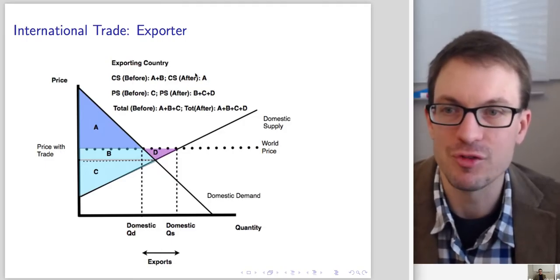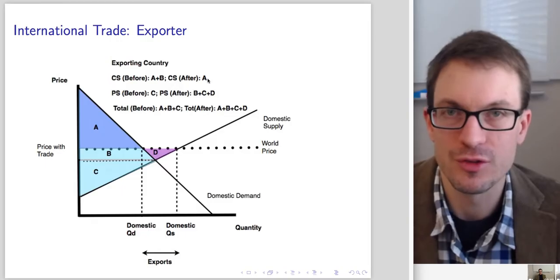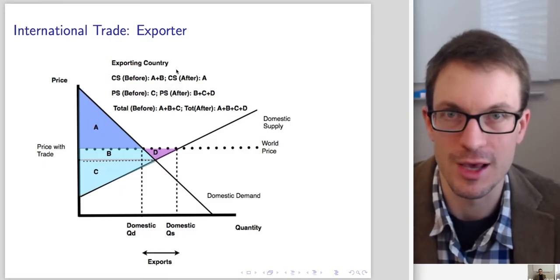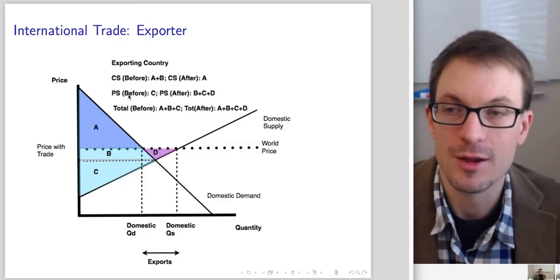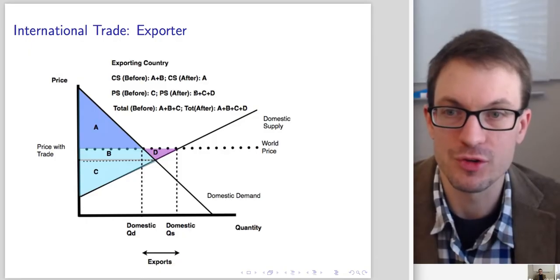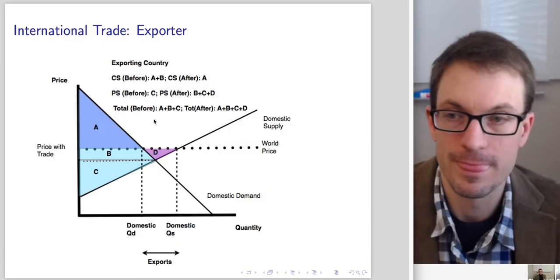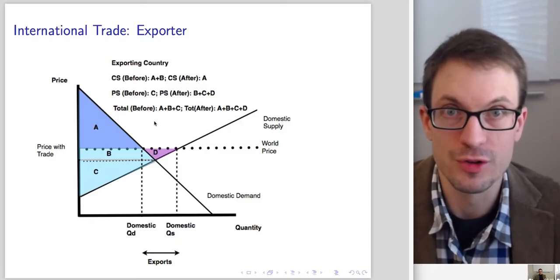So after trade, consumer surplus falls. Domestic consumers pay more and get less. That's bad. After trade, producer surplus rises. Producers sell more at a higher price. That's good. With trade, there are winners and losers.